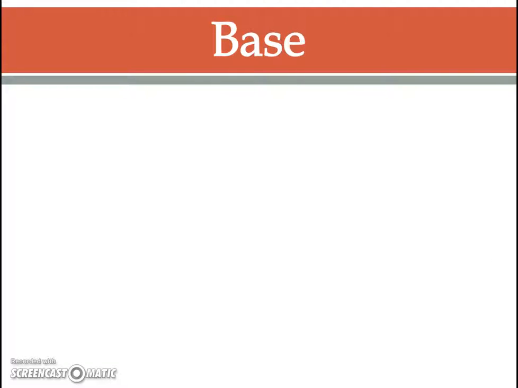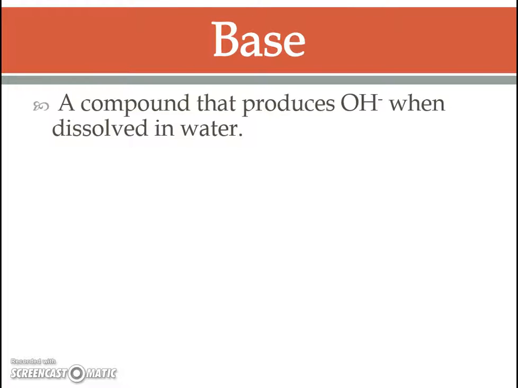Now, a base is the opposite of that. A base is a compound that produces an OH-, which is hydroxide, when it's dissolved in water. These will have a bitter taste, so unsweetened chocolate. So think about natural dark chocolate, that's the actual cacao.